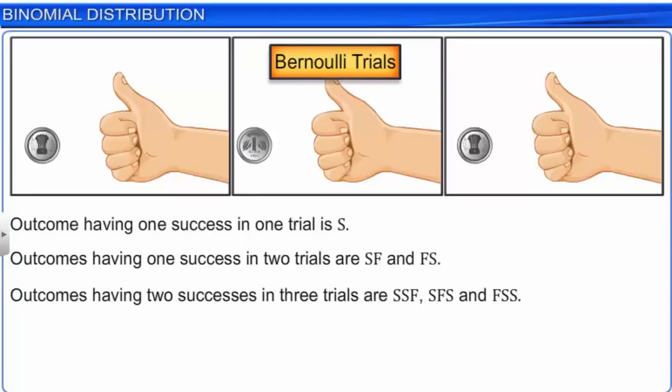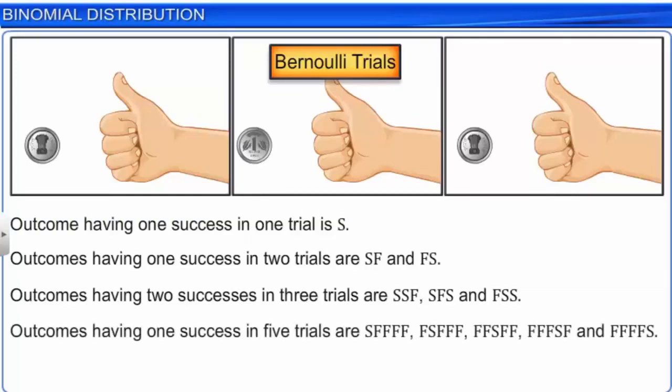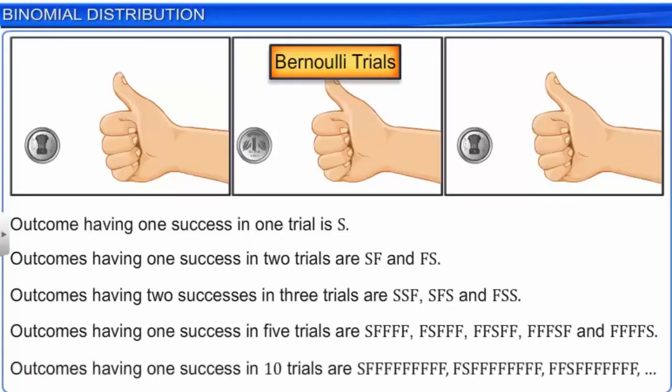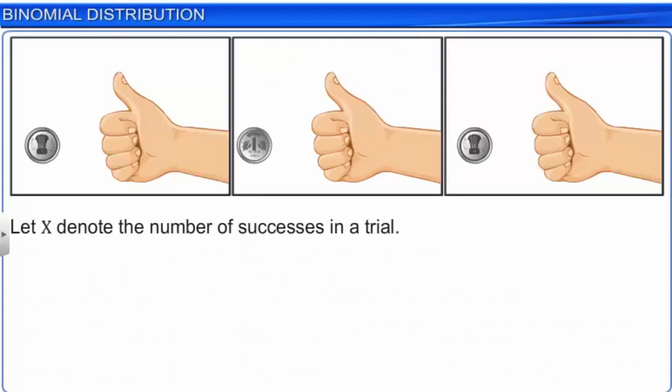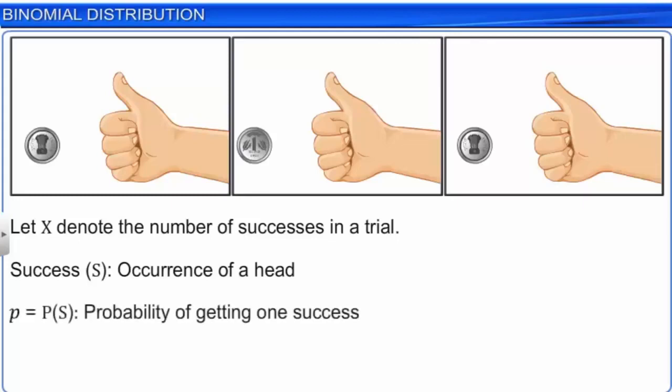However, it becomes quite tedious and time-consuming as we go for higher number of trials. Now, let's derive a formula to avoid this time-consuming calculation. Let X denote the number of successes in a trial, where a success denotes the occurrence of a head. Let P and Q denote the probabilities of getting a success and a failure, respectively.